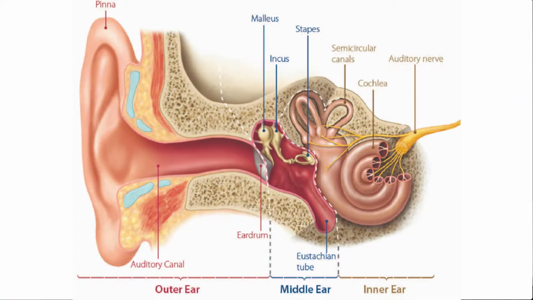If you progress on to the inner ear structures, that's where you get into the cochlea, which is the real auditory organ, the vestibular structures, which are the semicircular canals, as well as the nerves, such as the cochlear nerve and vestibular nerves, that then carry the information from the ear to the relevant parts of the brain.